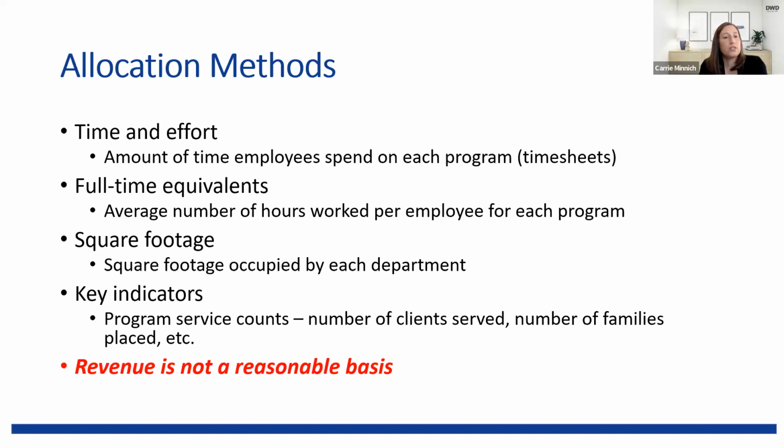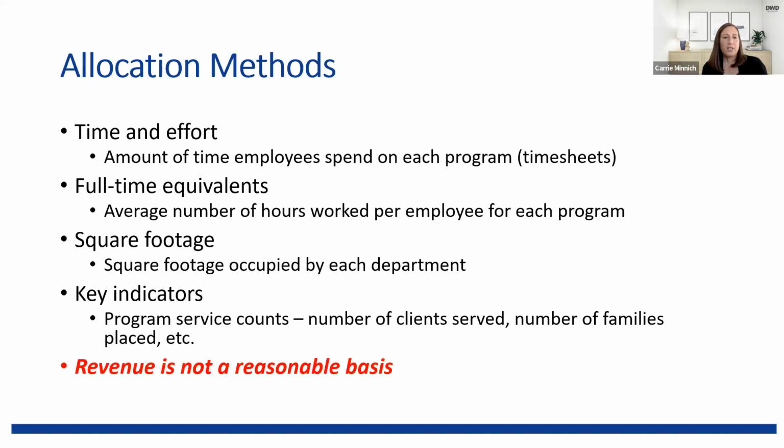Square footage is also a very common way to allocate expenses, especially those expenses related to occupancy. So your depreciation, utilities, building insurance, a lot of times these expenses are allocated based on square footage. So if you look at your total building, how much of that square footage is used for programming? How much of the square footage is used for the fundraising department's office? And then how much of it is used for just general administrative offices?